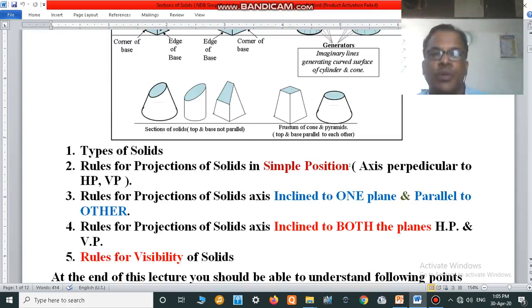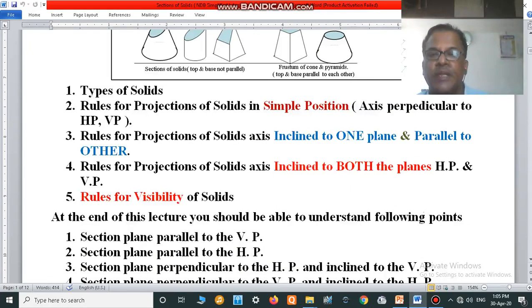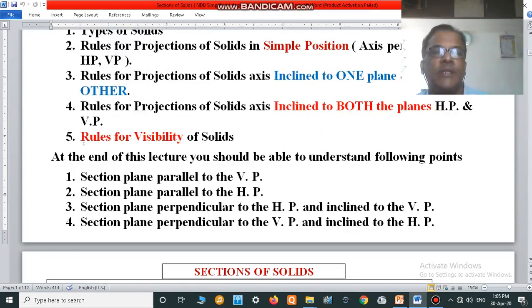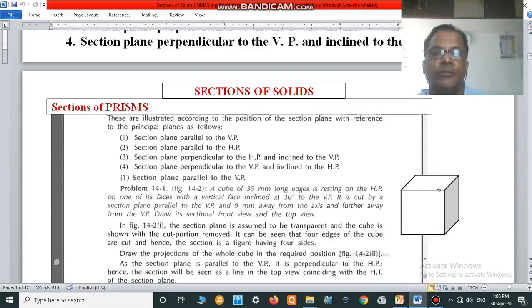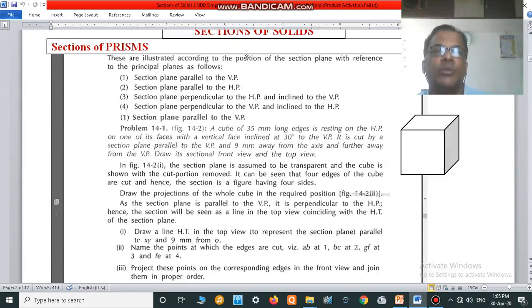So these different types of solids you should study. Then rules for simple position, rules for inclined positions: when the axis is inclined to one plane and parallel to the other. Similarly, when the axis is inclined to both the planes HP and VP, then you must revise the rules for visibility. And at the end of this lecture, you will be able to understand section parallel to VP, section parallel to HP, section plane perpendicular to HP and inclined to VP, and section plane perpendicular to VP and inclined to HP. Now in the section of the solid, let us see the first case, section parallel to VP.